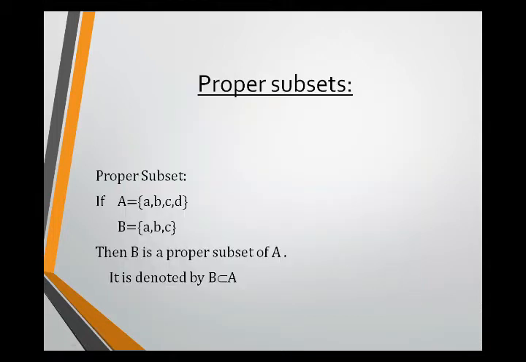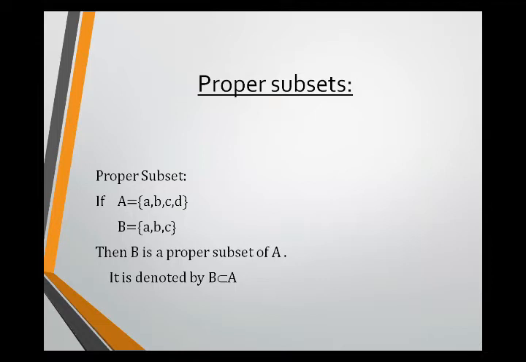The next one is proper subsets. Now, what are proper subsets? If we have two sets A and B, and every element of A is also an element of B, and B contains at least one element which is not an element of A, then A is called a proper subset of B.